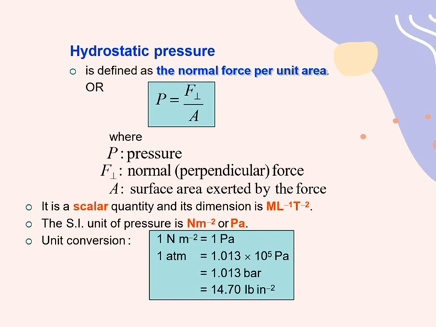The SI unit of pressure is Newton per square meter or Pascal, and it can be converted in various other units like 1 Newton per meter square is equal to 1 Pascal, or 1 atmosphere equal to 1.013 times 10 to the power of 5 Pascal, or equal to 1.013 bar, or equal to 14.70 pounds force per square inch.